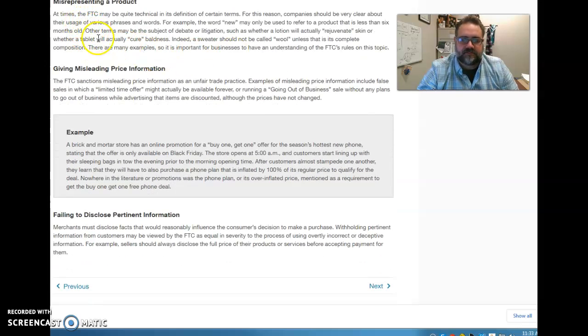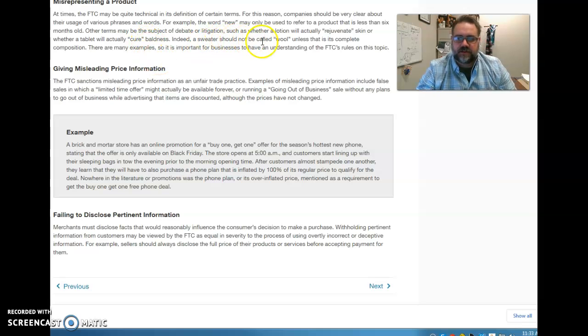At times, the FTC may be quite technical in its definition of certain terms. For this reason, companies should be very clear about their usage of various phrases and words. For example, the word new may only be used to refer to a product that is less than 6 months old. Other terms may be subject of debate or litigation, such as whether a lotion will actually rejuvenate skin or whether a tablet will actually cure baldness.